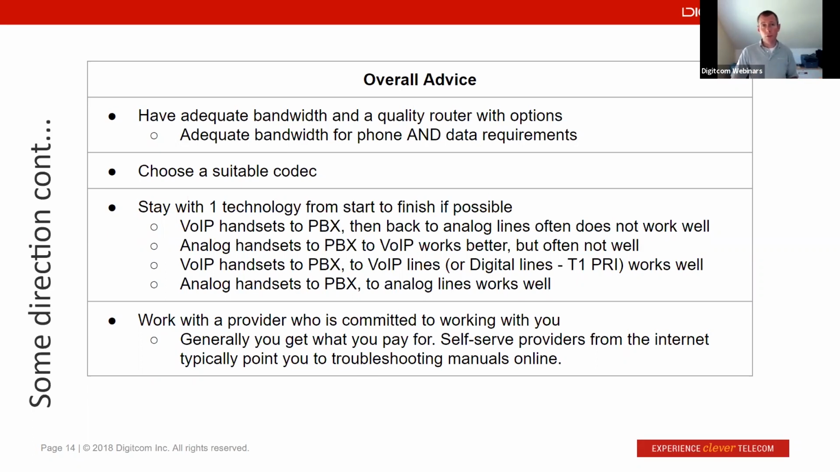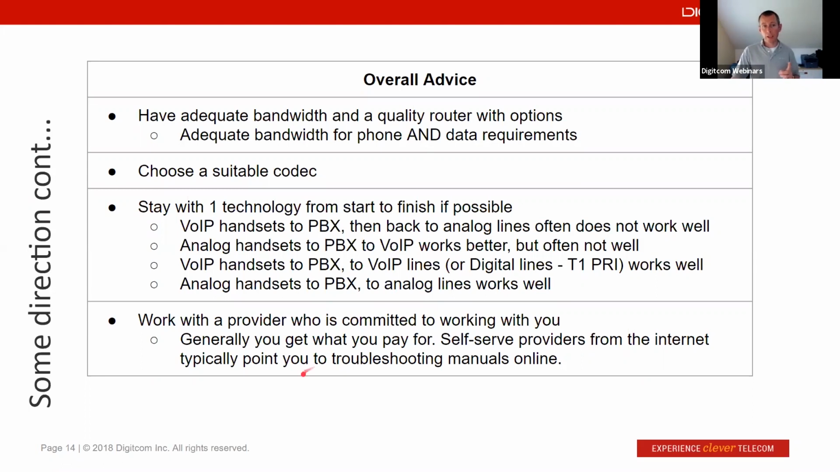Secondly, choose a suitable codec. We didn't go into great detail on that, and we will again in the next session. But that simply means if we have very low bandwidth, find a codec that doesn't require a lot of overhead, like G729 that's 8K versus G711 that's 64K. One of them is obviously a much larger payload. Stay with one technology from start to finish.